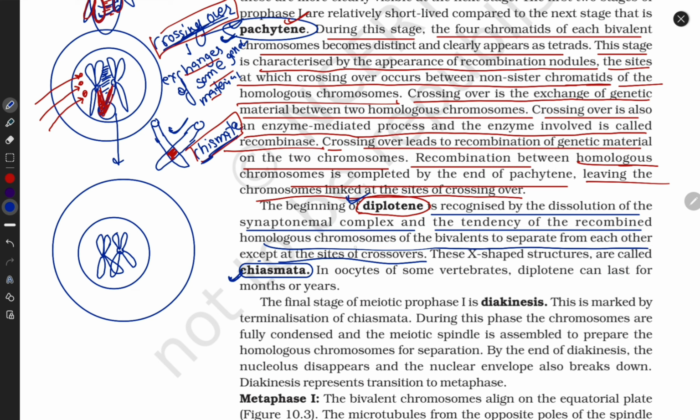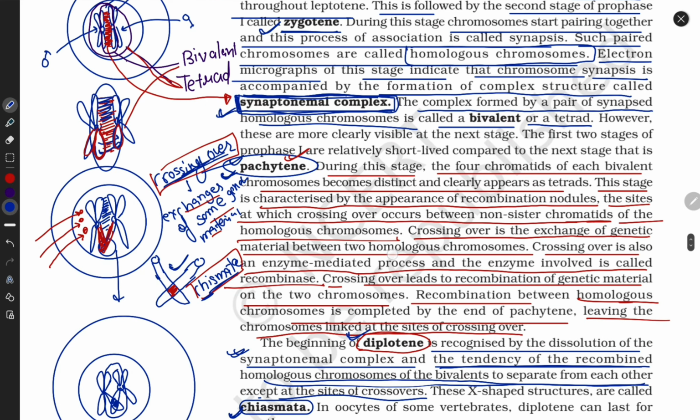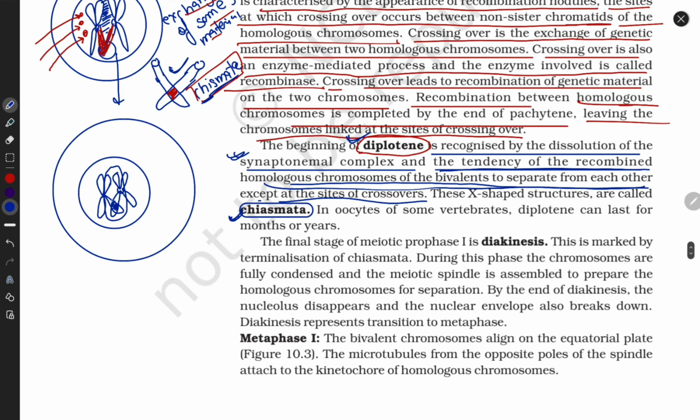So look at me here, read the paragraph. The tendency of the recombined homologous chromosomes of the bivalent is to separate from each other. So these bivalents separate from each other, but they are not released at the specific site. They are not released; here they are attached, here they are attached, but the rest don't attach, and we can easily visualize the chiasmata formation. In oocytes of some vertebrates, diplotin can last for months or years.